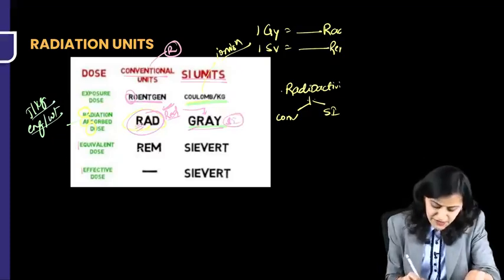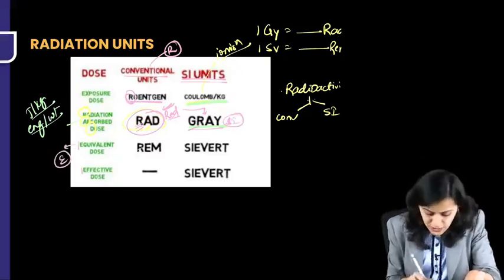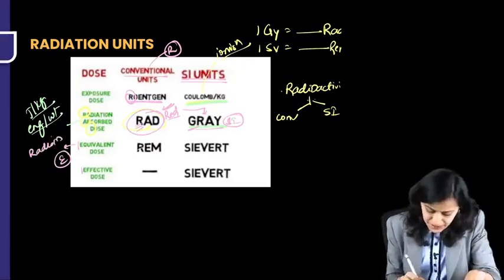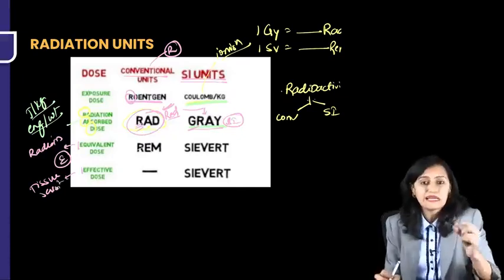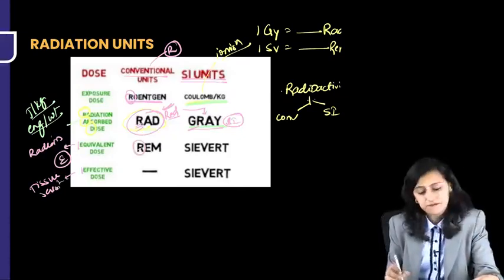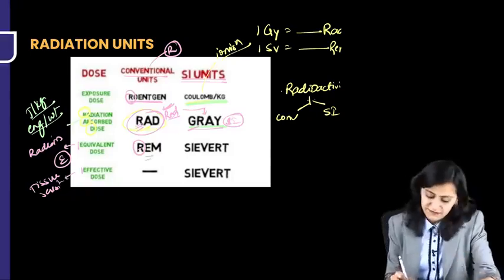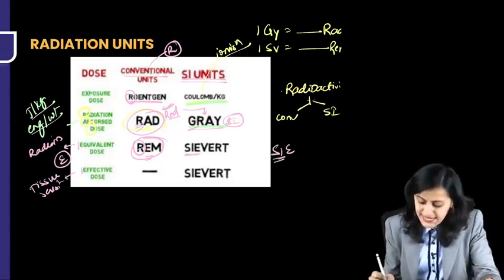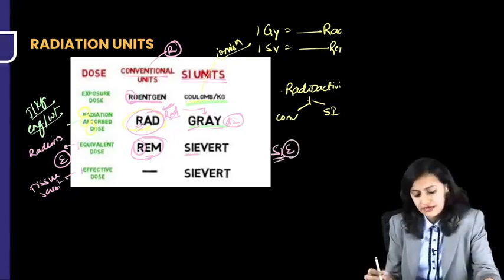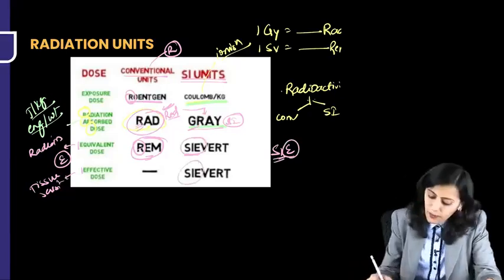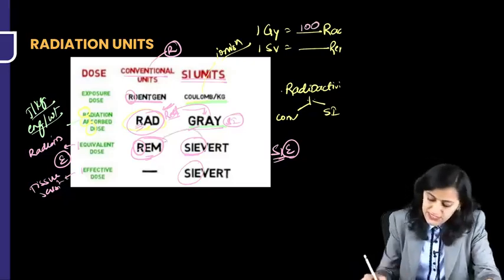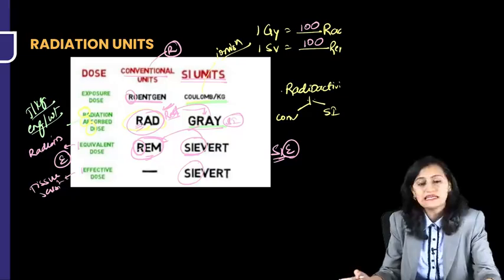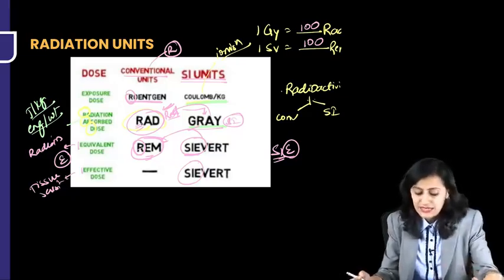For equivalent dose and effective dose, the two E's. Equivalent dose depends on the type of radiation. Effective dose depends on the tissue sensitivity to radiation. For both of them, the conventional unit again starts with R, so REM is the conventional unit for these. The SI unit for E, that is equivalent and effective dose, is the Sievert. Now 1 gray is equal to how many rads? 100 rads. 1 Sievert is equal to how many REM? It is 100 REM. So these are the various radiation units.